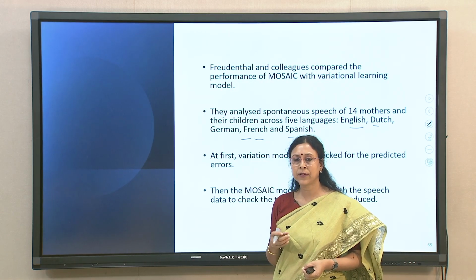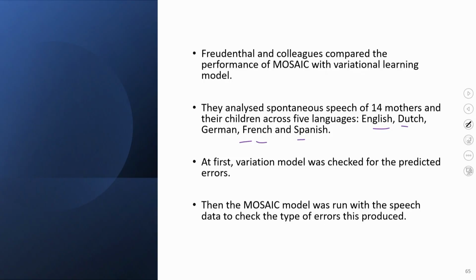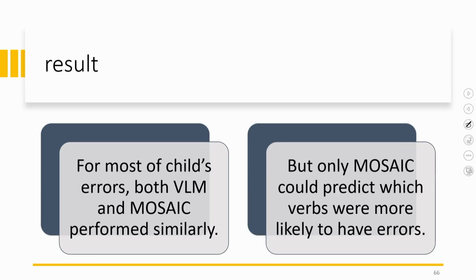And then, how did the process go? At first, the VLM model was checked for the predicted errors, what kind of errors the model gave out. Then the same speech data was used for the mosaic model to see if it will make the same kind of mistakes, or will it have a better result with respect to the same speech data.